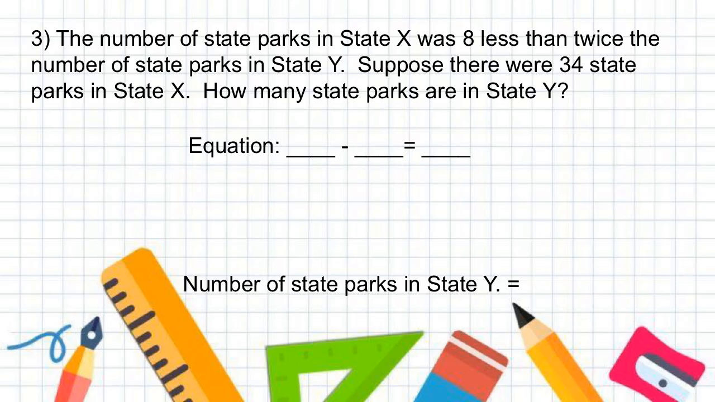Question number 3 says, the number of state parks in state X was 8 less than twice what they have in Y. And we know there are 34 state parks in X. How many state parks are in state Y? So on this one, again, I want you to build your equation, but I want you to pause, build it, and then come back to check that you have the right equation, because I don't want you solving something that's not right. So build it, come back and check, and then you'll pause again to solve. All right, go ahead and pause and build.